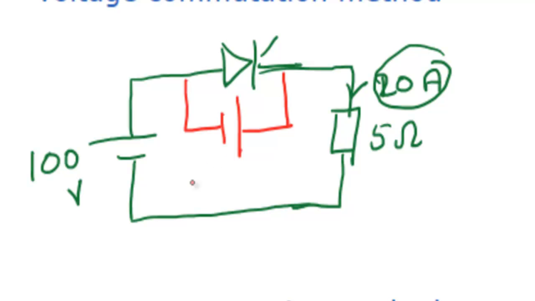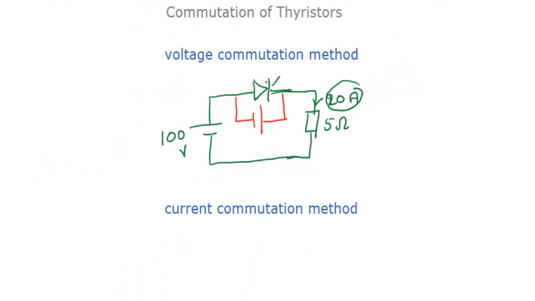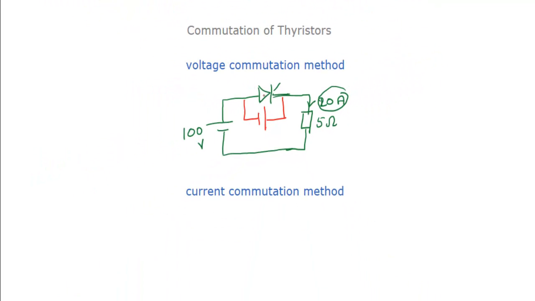So that means if you suddenly apply the reverse voltage, then this thyristor will be reverse biased and it will be turned off immediately. So that is the concept of voltage commutation circuit.